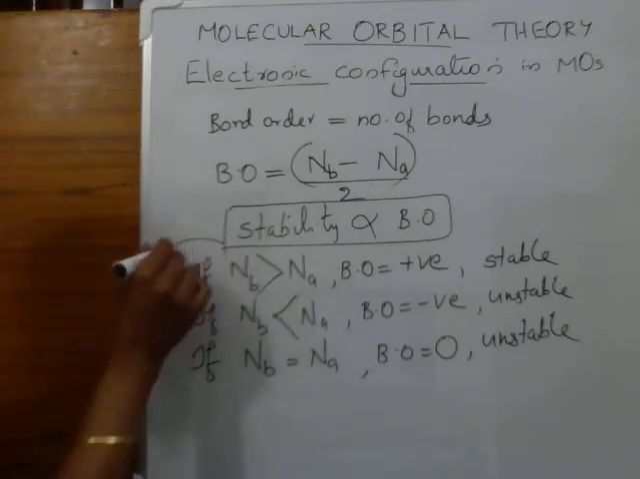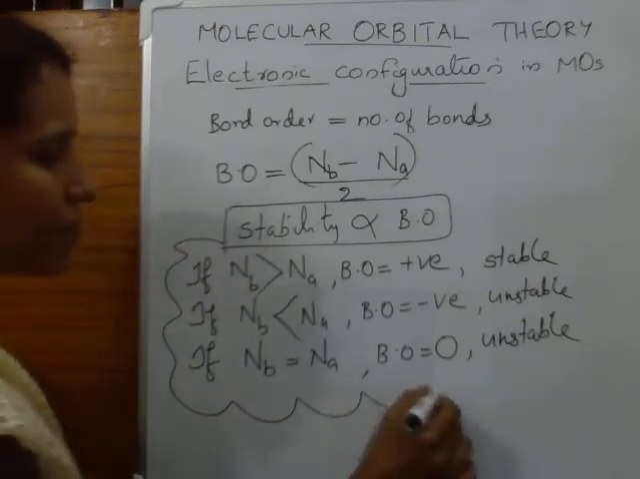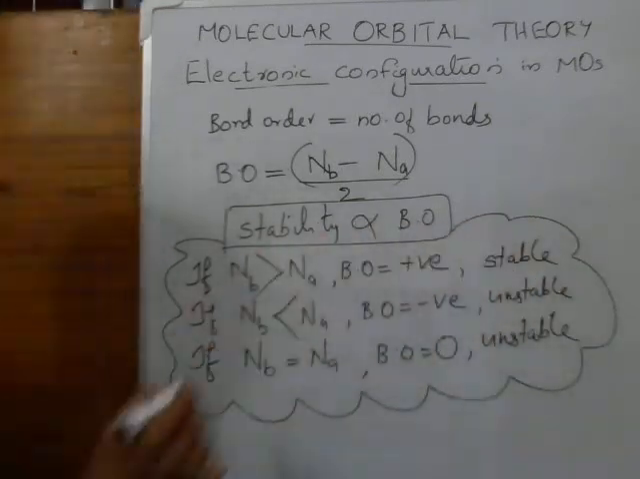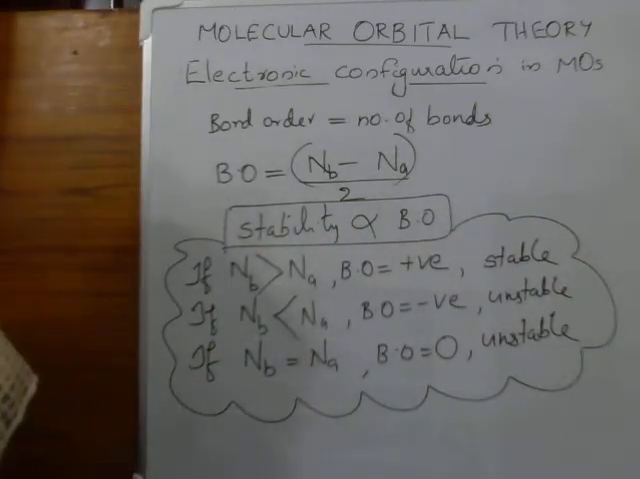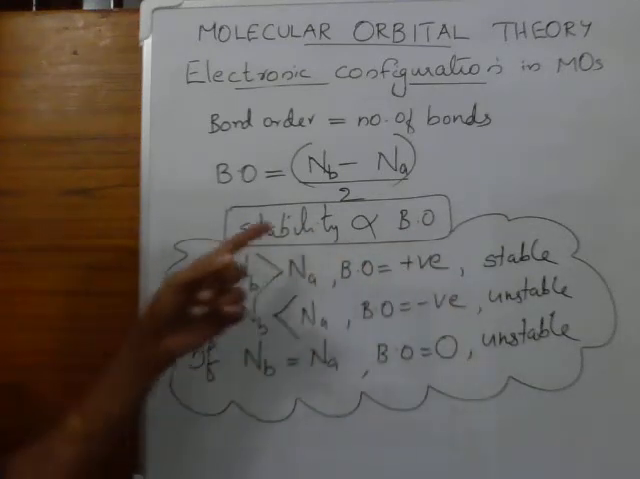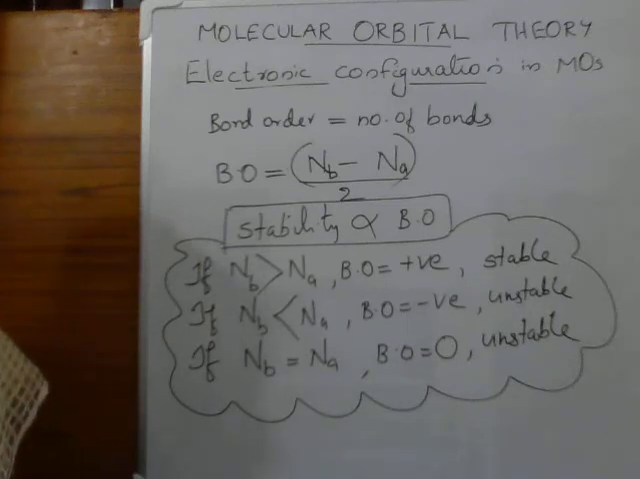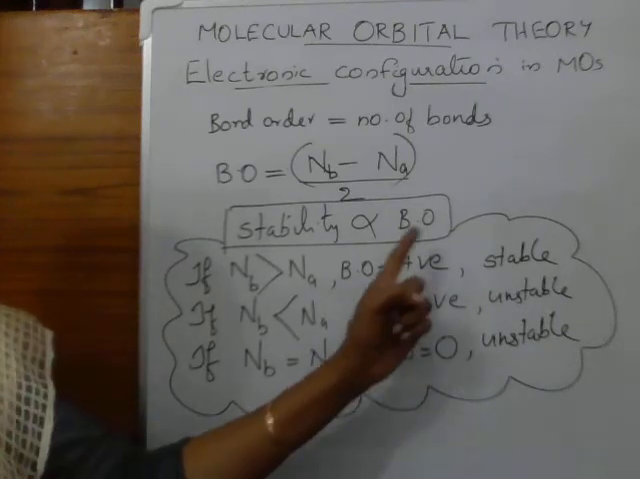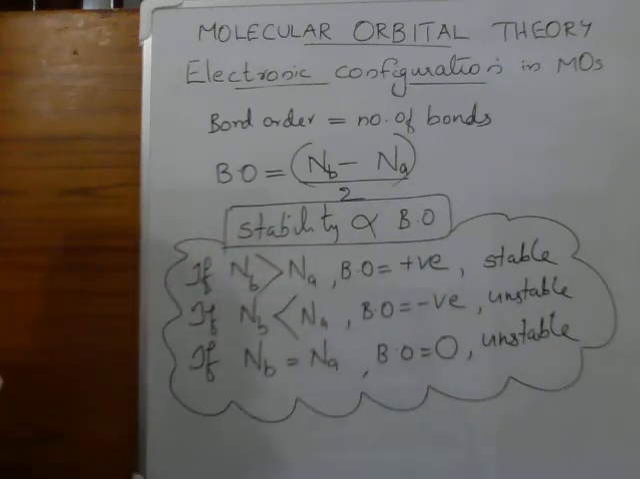So from the value of bond order, we can determine stability. We can also compare the stability of different molecules based on bond order. The order of bond order and the order of stability will be the same. As bond order increases, the stability of the molecule also increases.